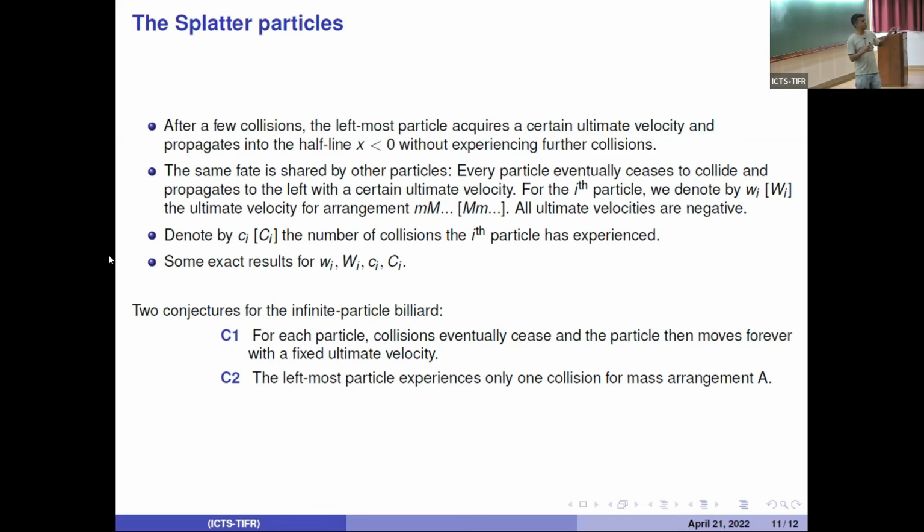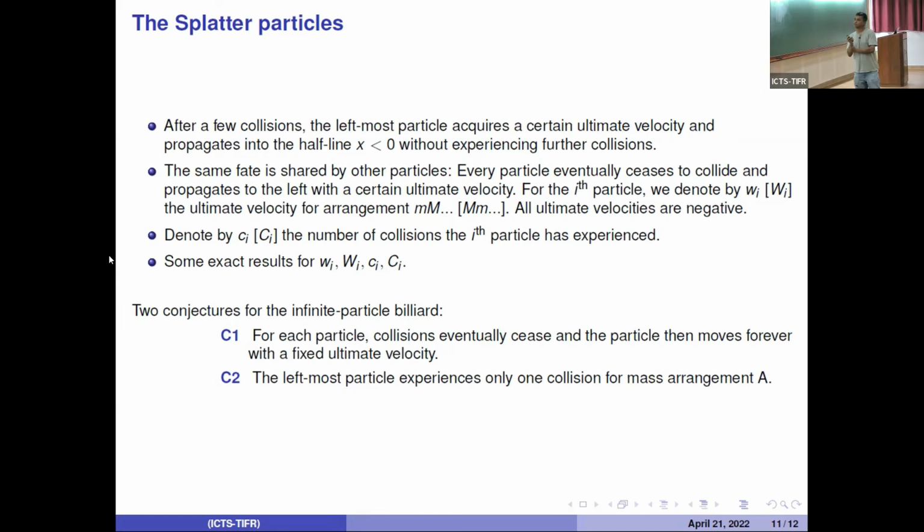So this is the bulk regime of the gas, which is described by hydrodynamics, and then you can ask what happens to the splatter particles. Like I said, after a few collisions the leftmost particle acquires a certain velocity, and then it continues. Then the next particle also, after a few collisions, goes with some velocity, and so on. So every particle, after some time, has its velocity frozen, and it just moves to the left with that velocity. We have a few exact results for the eventual velocity with which a particle goes, and the number of collisions a particle faces before its velocity freezes. So for this, we have some exact results.